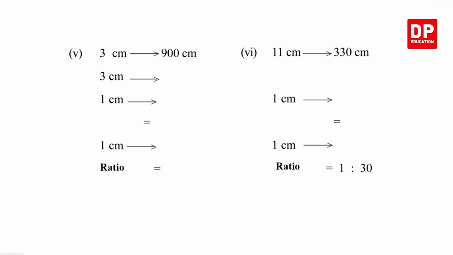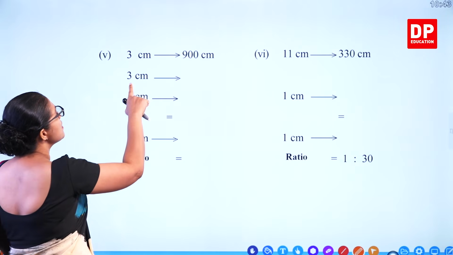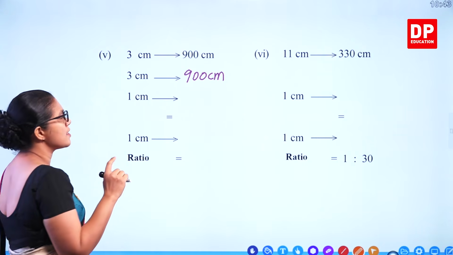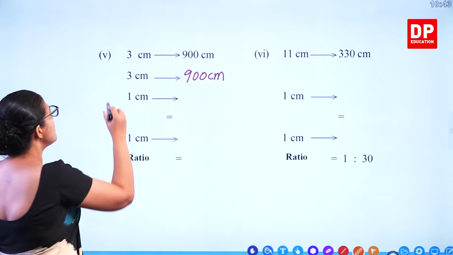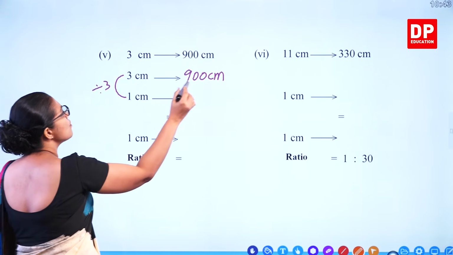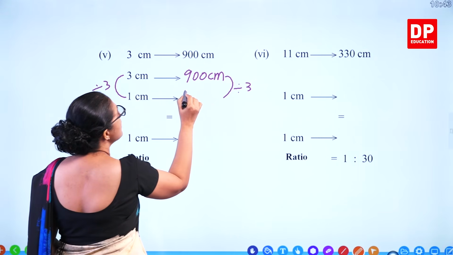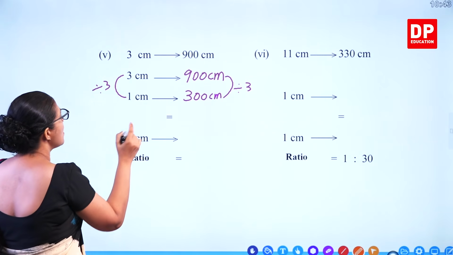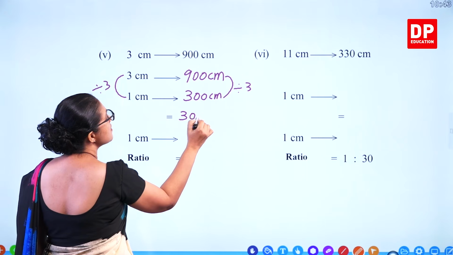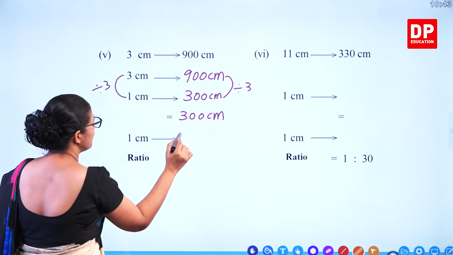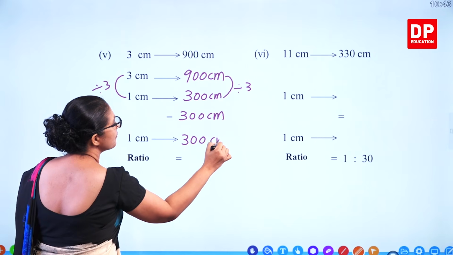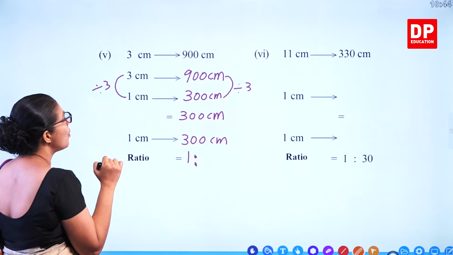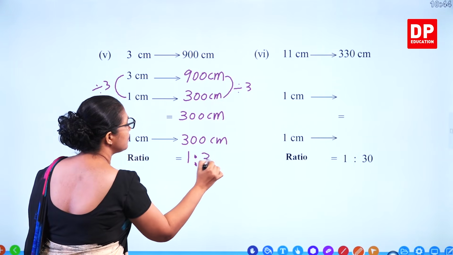3 centimeters represent 900. So 3 centimeters, 900, both are centimeters. So what about 1 centimeter? You divide this by 3. Do the same thing, divide by 3, you get 300. So that means 1 centimeter is 300 centimeters. So what's the ratio? 1 to 300.